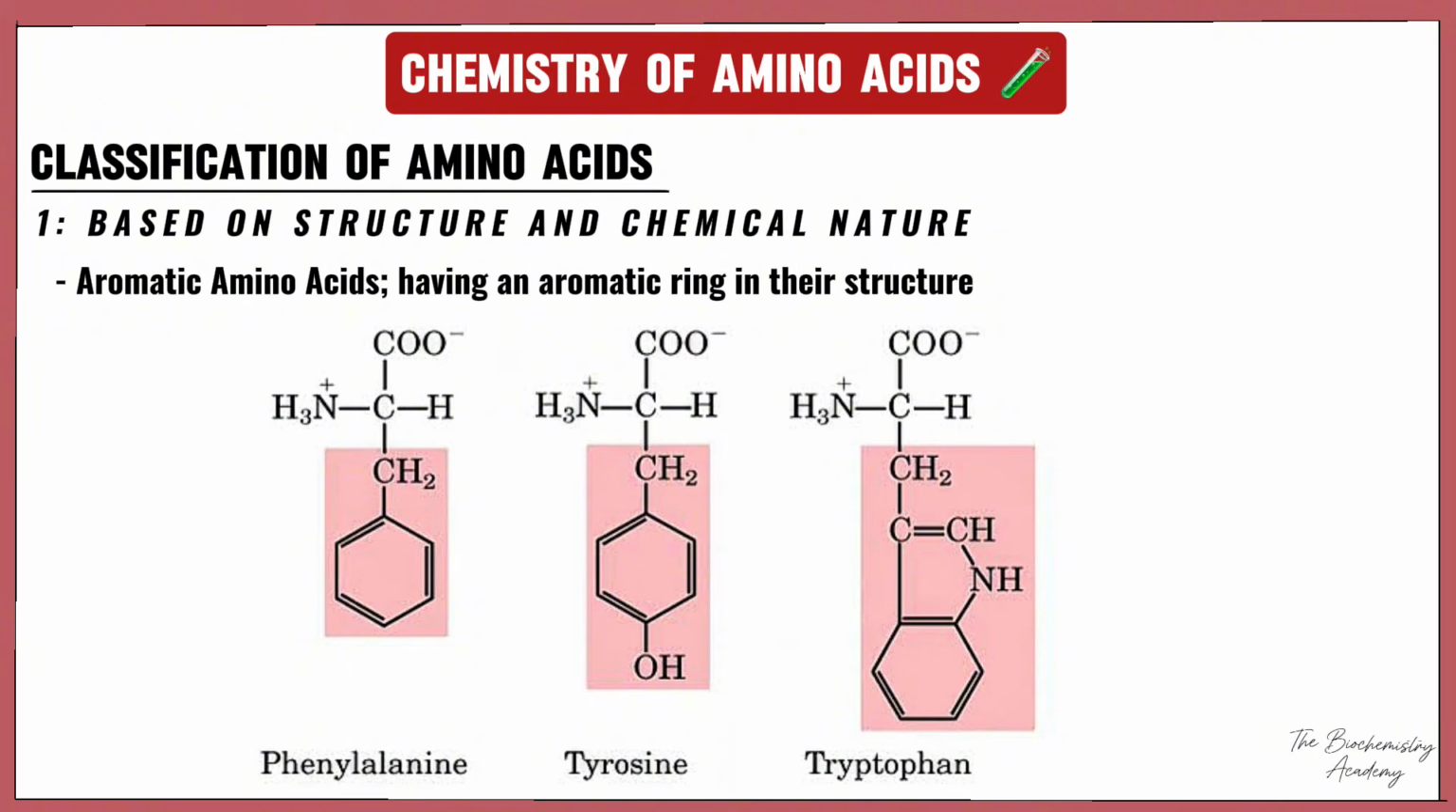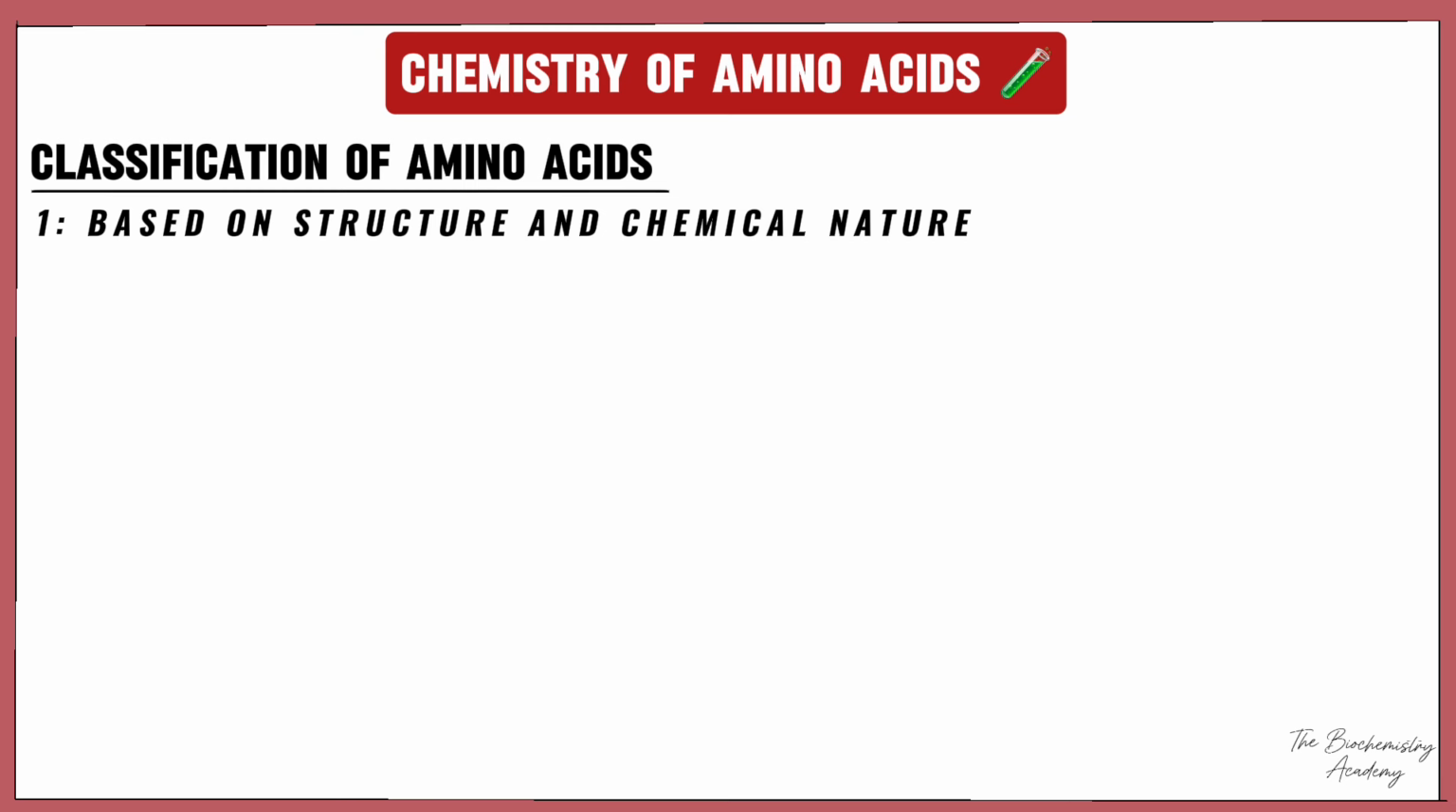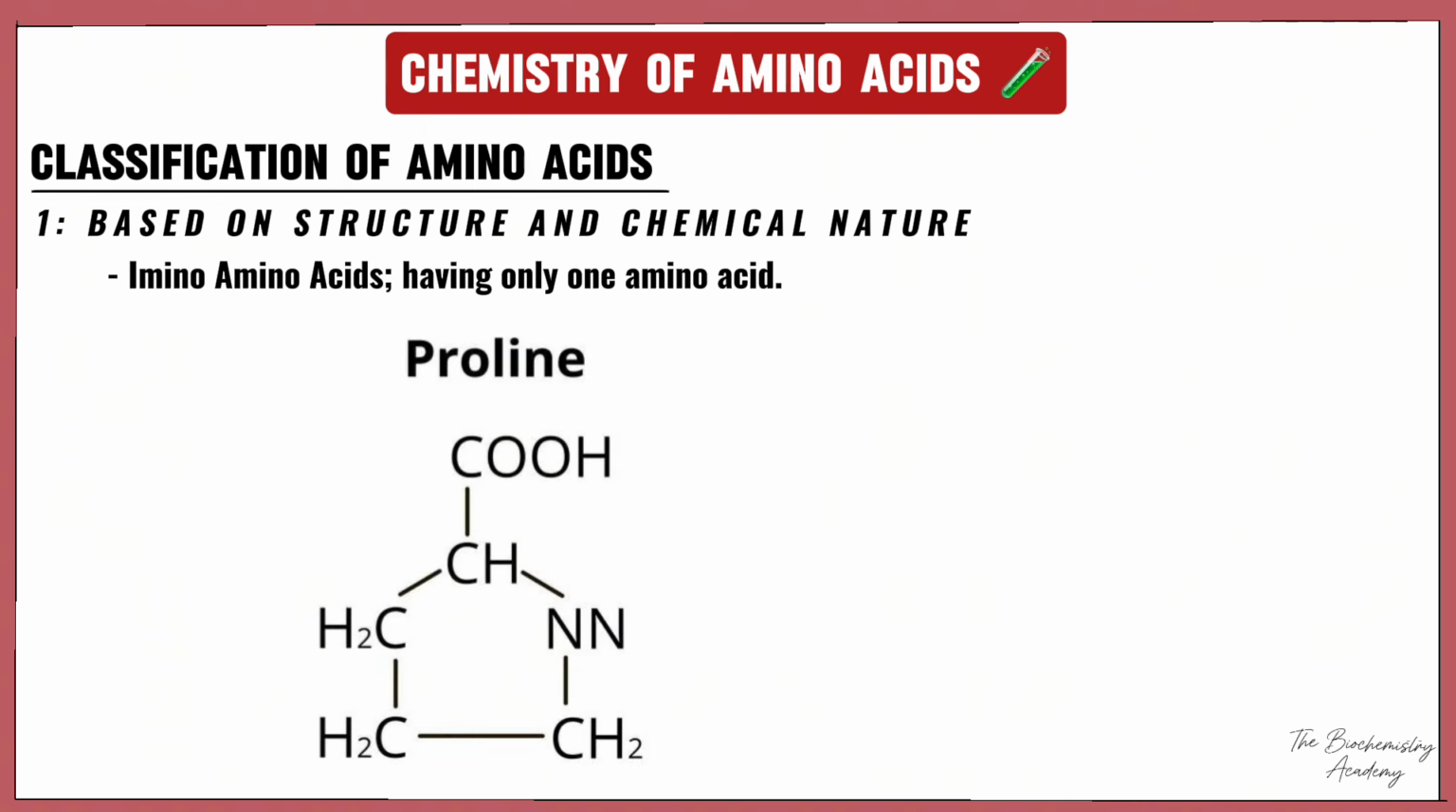The seventh classification is imino acid. It has only one, which is proline, because it does not contain an amino group. Rather, it contains an imino group.